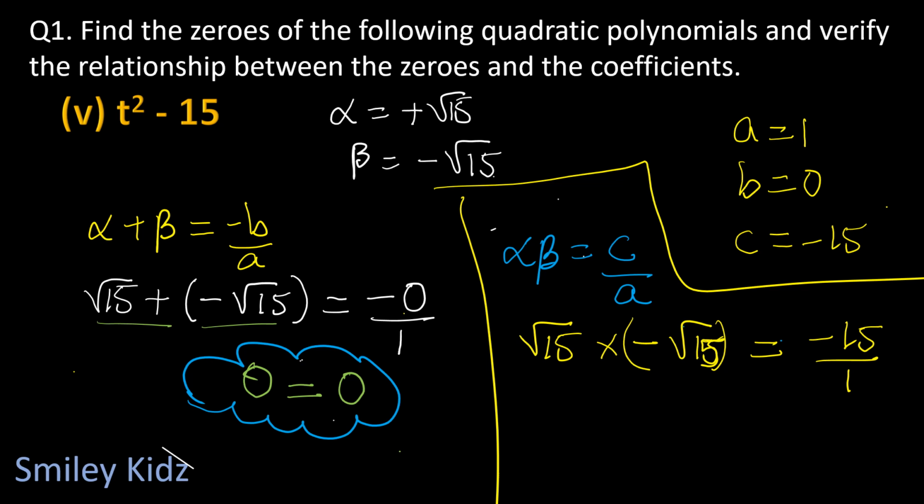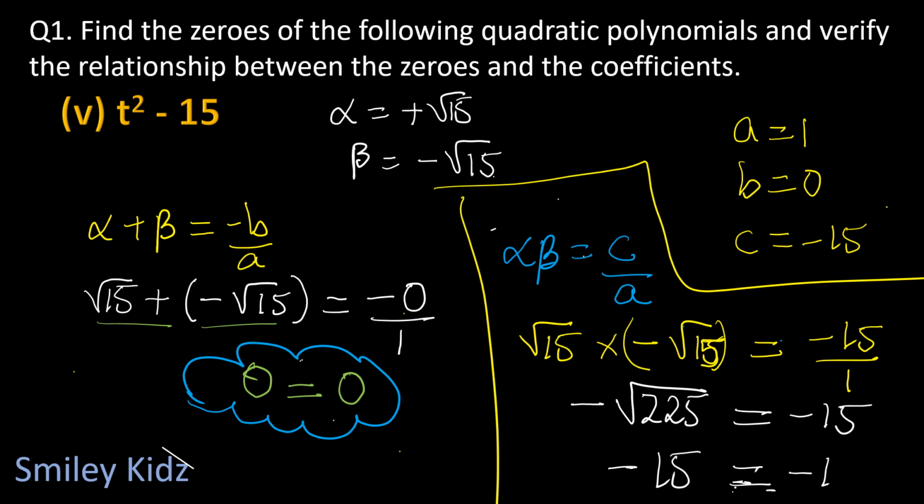Now, root 15 times minus root 15 will give you what? It is nothing but minus root 225 equal to minus 15, isn't it? And what is minus root 225? It is nothing but minus 15. So minus 15 is equal to minus 15. So this is how we have verified the relationship between the product of the zeros and its coefficients. And then we're done.